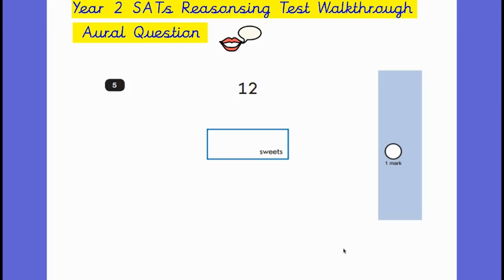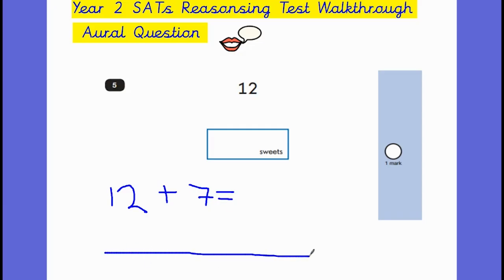Number 5. Ben has 12 sweets. Amy has 7 more sweets than Ben. How many sweets does Amy have? So, for this question, they're starting with 12, and Amy has 7 more. So that is 12 add 7. Now, they don't have to do this in their head. They could write it down. They could do a number line, and then add on 7, if that's what they find easier. They're counting on from 12 by 7, and the correct answer is 19. And they'd need to write 19 sweets in the box.